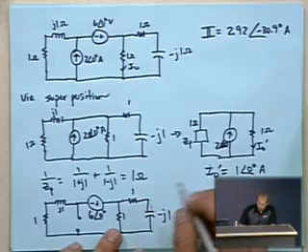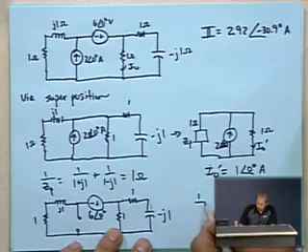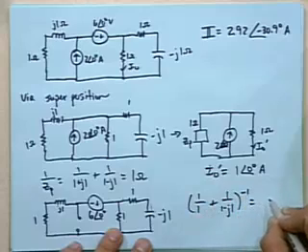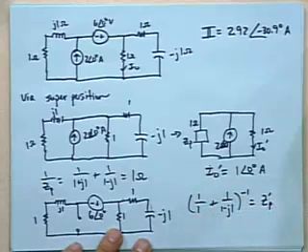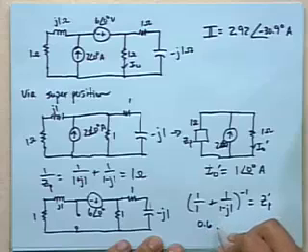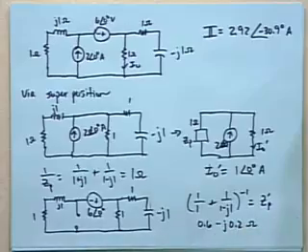So to combine these into a single equivalent impedance, we'll have 1 over 1 plus 1 over 1 minus J1. And then we'll flip that, and that will give us our, call it Z prime P. So 1 plus 1 over 1 minus J1. And flip that. So you get 0.6 minus J 0.2 ohms. So that's the equivalent impedance.